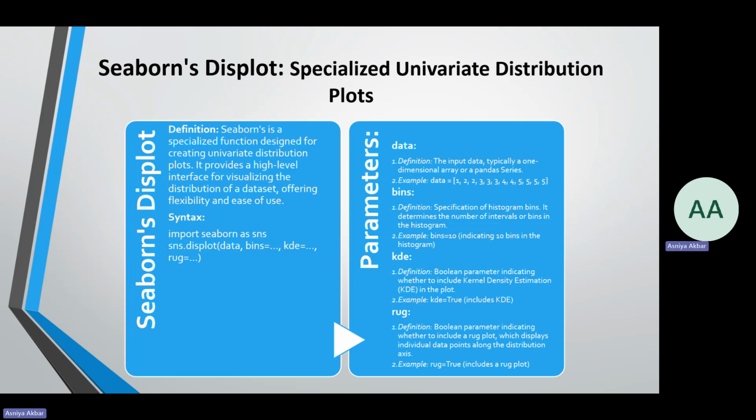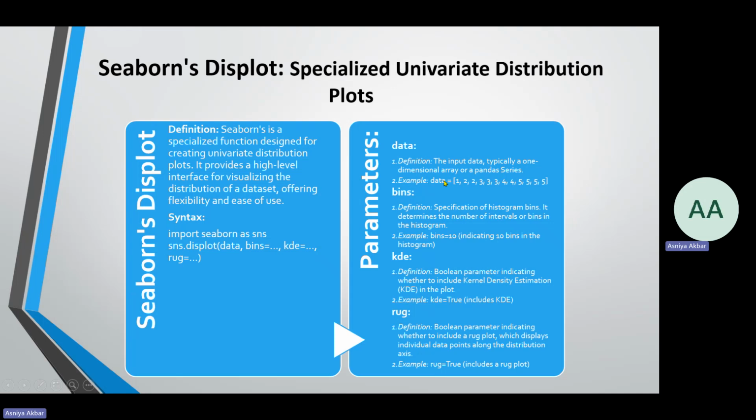So next up here, we have Seaborn displot. Seaborn's displot is a specialized function for creating univariate distribution plots. It provides a high-level interface for visualizing the distribution of a data set, which offers flexibility and is easy to use. Here there are a few parameters that are given. Okay, let's just go through them.